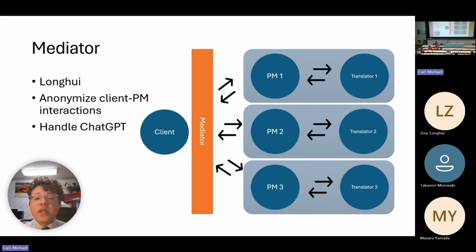For example, the mediator replaced personal names in email signatures with PM1 or PM2 as appropriate. And then for the PM who was ChatGPT, the mediator fed the client's emails into the conversation interface and pasted the AI's raw responses just into an email back to the client. This way, every PM appeared to the client in its own anonymous email thread between themselves and the mediator.